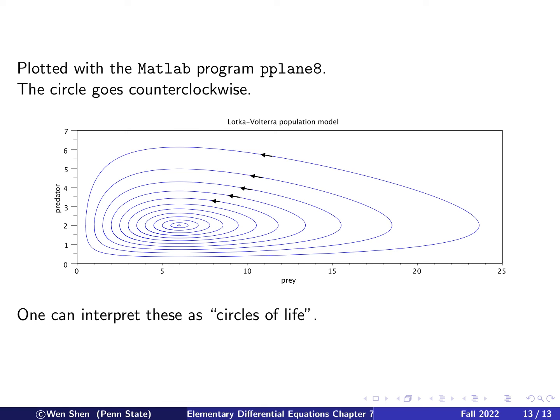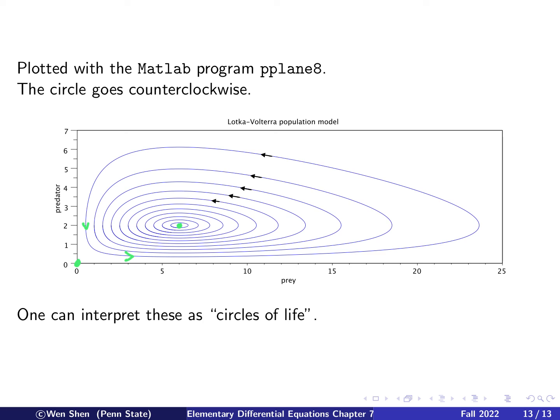Okay, so finally, let's present the solution for this system calculated in MATLAB. We plot it, and we see that the solutions are circles, meaning not exactly a circle, but a closed loop. And we see that there are two critical points, one is here and the other one is here, and we see that here the solution would behave in this way, and therefore you go around counterclockwise. So I call these circles of life. So life goes around and around.